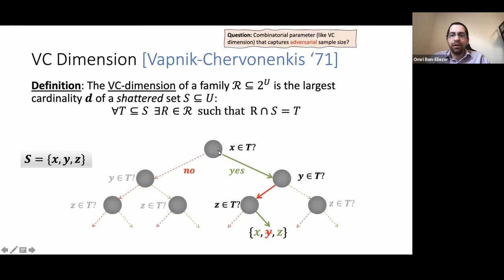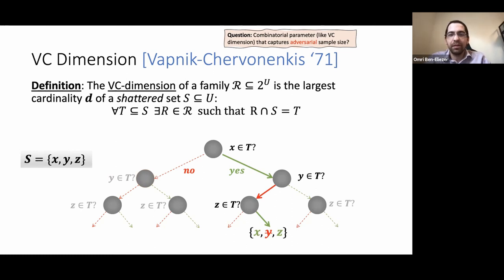So for example, this path, which indicates that X belongs to the set, Y doesn't belong, and Z belongs, corresponds to some set R, so that the intersection of R and {X, Y, Z} is precisely {X, Z}. So R contains X and Z, doesn't contain Y, and we don't care about other elements. Okay, so this is one definition of VC dimension.